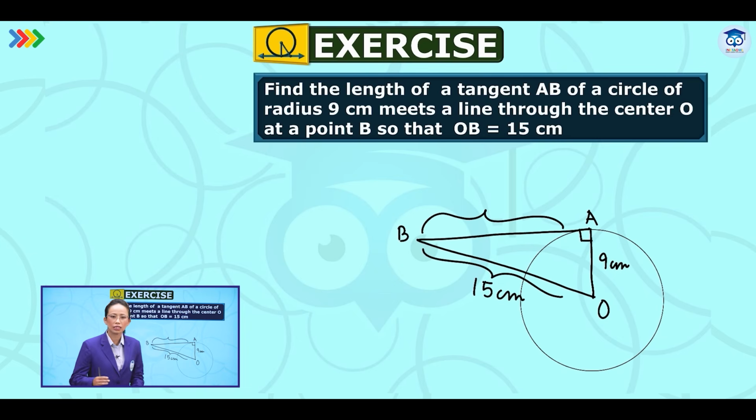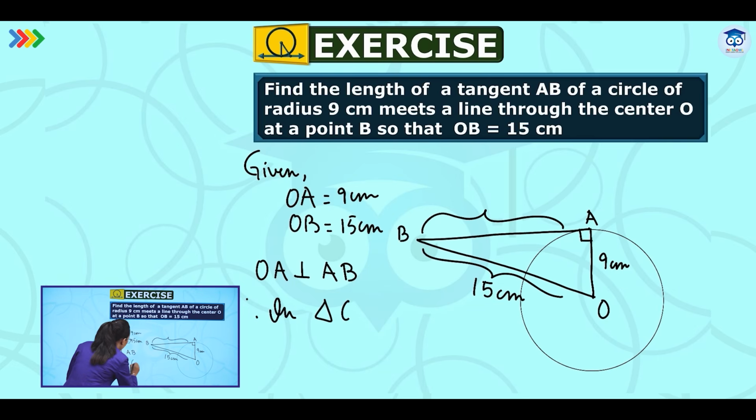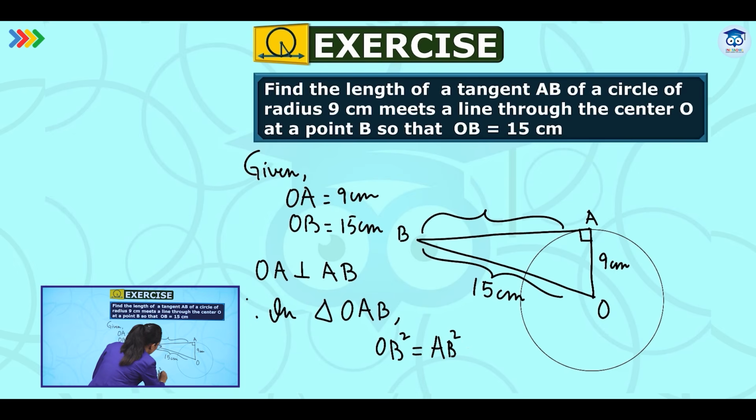Now we know that this is a right angle triangle because it has a 90 degree angle, so we can use the Pythagoras theorem. Given OA is equal to 9 centimeter and OB is equal to 15 centimeter. We know that OA is perpendicular to AB. Therefore in triangle OAB, we have OB square is equal to AB square plus AO square, using the Pythagoras theorem.